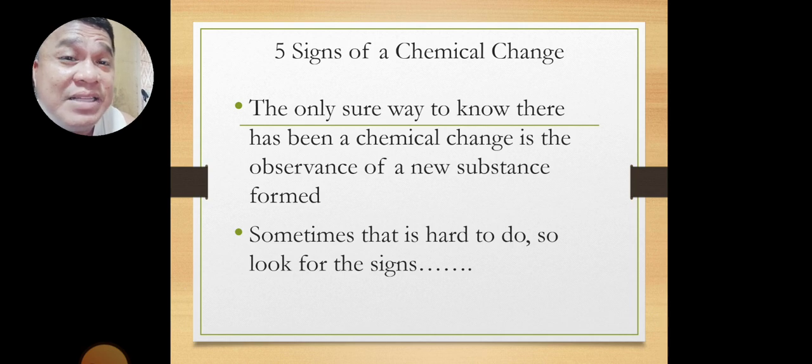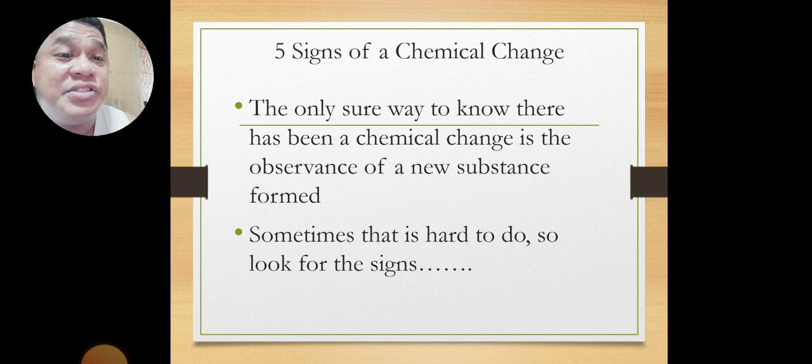And to give you a hint, in order not to confuse physical and chemical change, there are five signs of chemical change. When you see and experience these signs, it means that it is a chemical change. First, the only sure way to know whether there has been a chemical change is the observance of a new substance formed when a chemical reaction takes place.